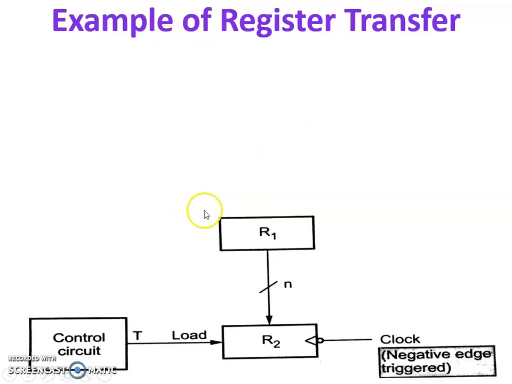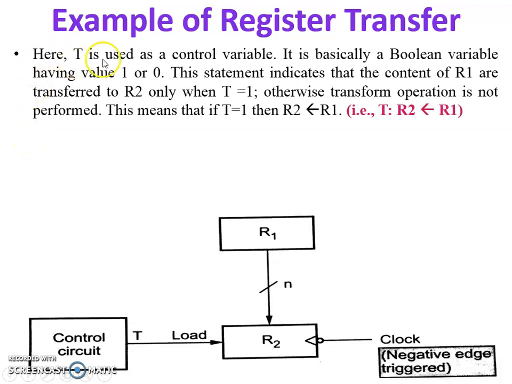Now this is the example of register transfer. How is R1 register data actually transferred to R2 in the circuit, or we can say in hardware? How does it perform? Now see one by one. This is a control circuit, denoted by 2. It is one of the control variables, and this is the clock pulse given to the register. Here T is used as a control variable. We have already discussed this is the control circuit. It controls register R2 and T is the control variable.